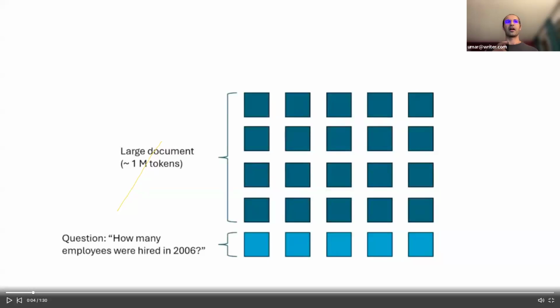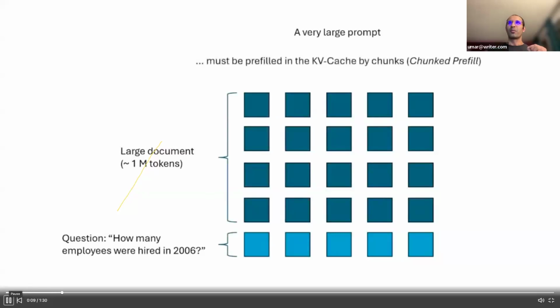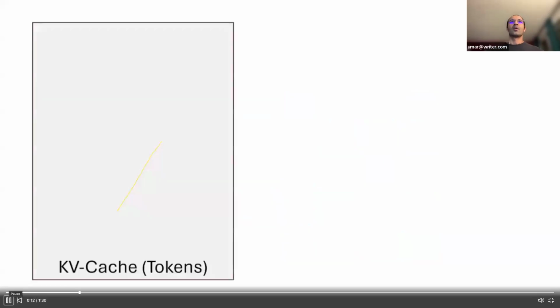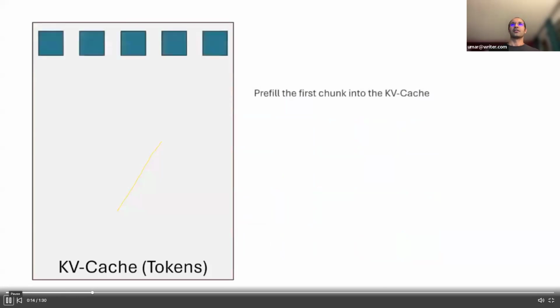So we have a large document, suppose 1 million tokens, and then we have a question like: how many employees were hired in 2006? Now, when we have a very large prompt, it must be prefilled in the KV cache by chunks, and this operation is called chunked prefill. So what happens with chunked prefill is that you take the first chunk and you prefill it in the KV cache.